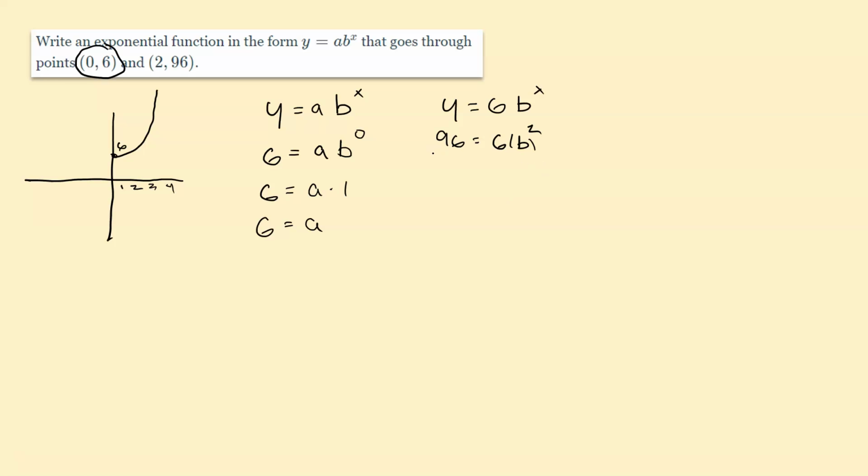So the first thing we want to do is try to get b by itself. So first we need to divide that 6 away, and 96 divided by 6 is 16. So then we have b squared equals 16. And then now we can square root both sides. The square root of 16 is plus or minus 4. Square root of b squared is b. Now, the thing is, b has to be positive. B cannot be negative. That's one thing to add to your notes.